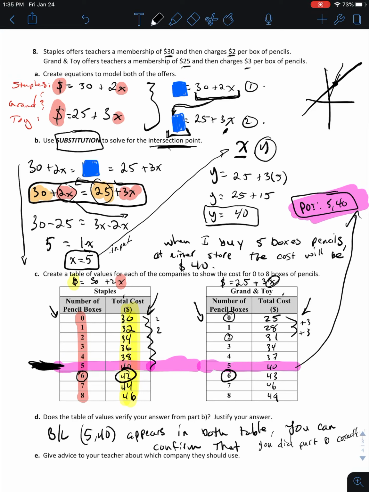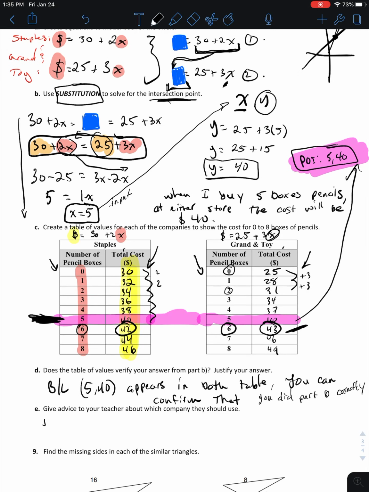But if I want to buy more than 5 boxes of pencils, like even it could be 6, right? Well, what's the price at Staples? 42. Well, let's jump over to Grand and Toy. How much is it going to cost me for 6 boxes of pencils at Grand and Toy? $43. Well, Grand and Toy is more expensive for 6 boxes. So you get to write this, right? So if I want more than 5 boxes, go to Staples.